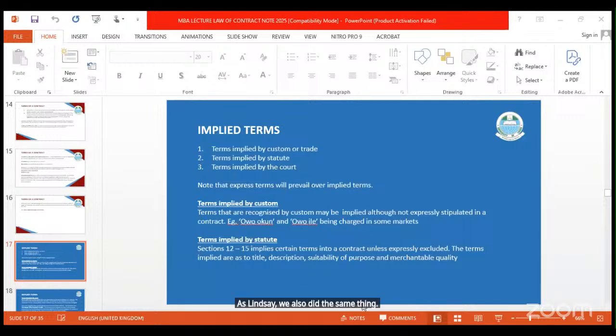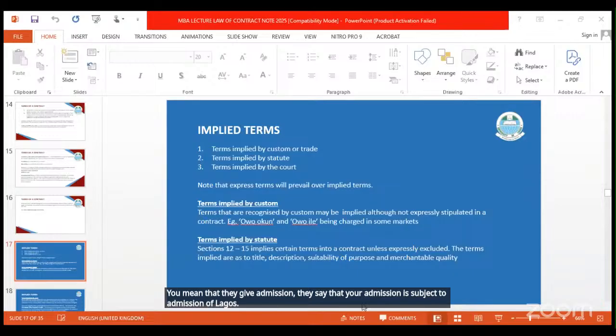Eh? We did the implied acceptance. Implied, what do you mean by implied acceptance? You mean that they give admission, they say that your admission is subject to the University of Lagos Act and the rules, and you don't even care to look for those rules. You just go and pay school fees, and then we're here celebrating you as lawyers.